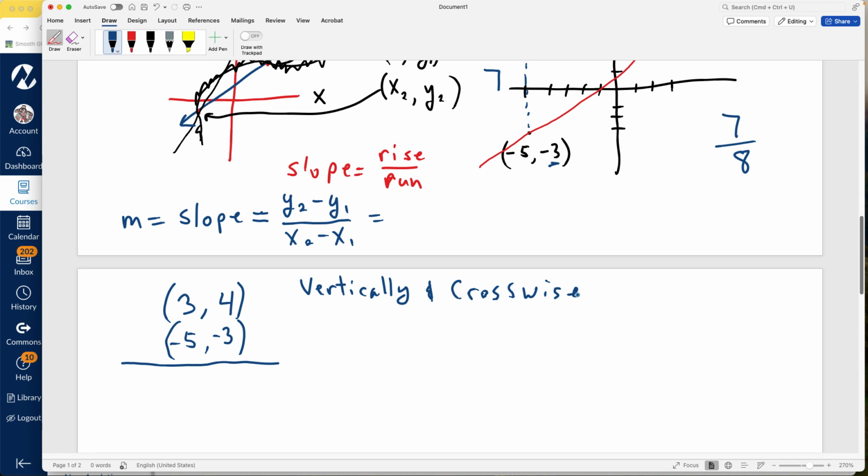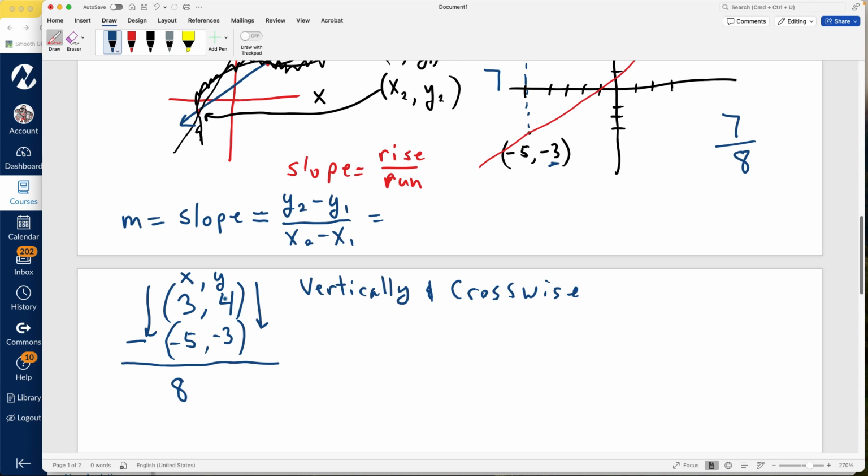They had this saying in Sanskrit, but they did a lot of their math vertically and crosswise. If you remember this one, all you have to do is vertically subtract. Remember, the first coordinate is the x, the second is the y. So we're going to take 3 minus negative 5. 3 minus negative 5 is actually 3 plus 5, right? That's going to give us 8.